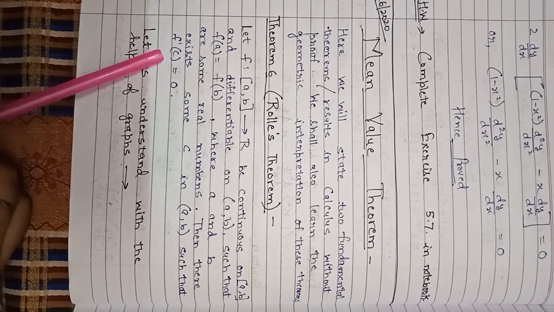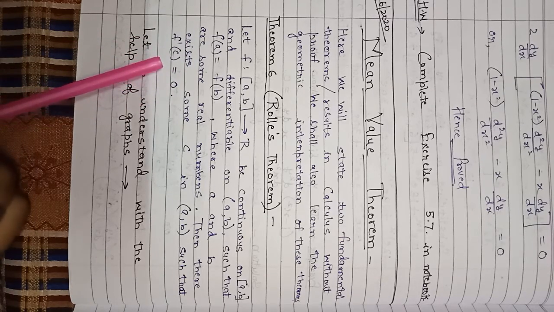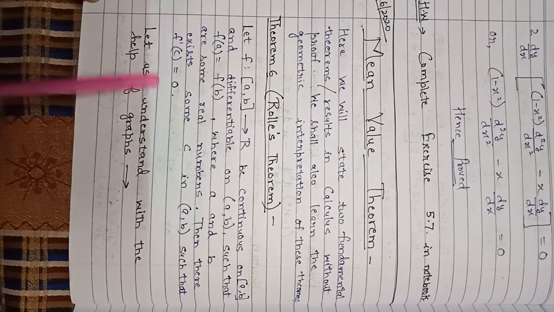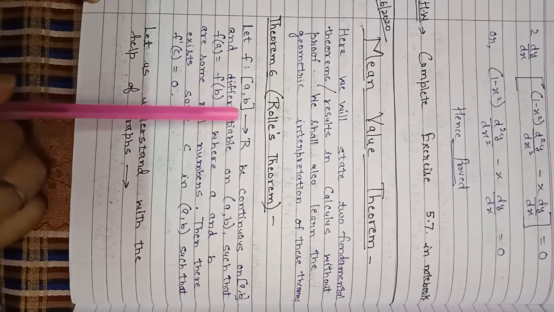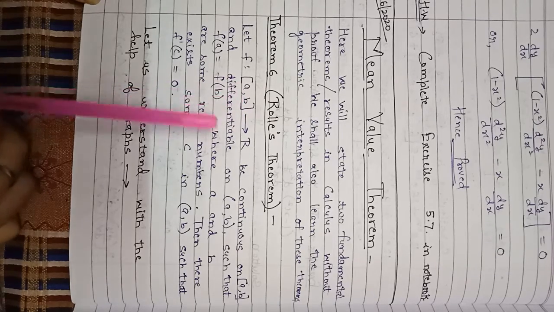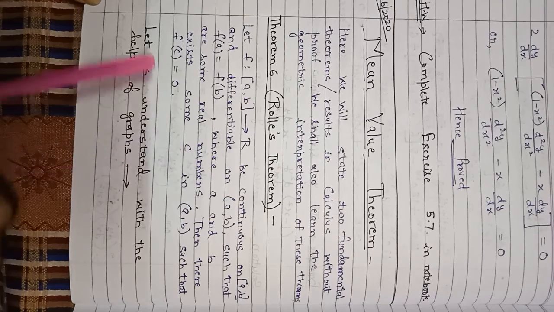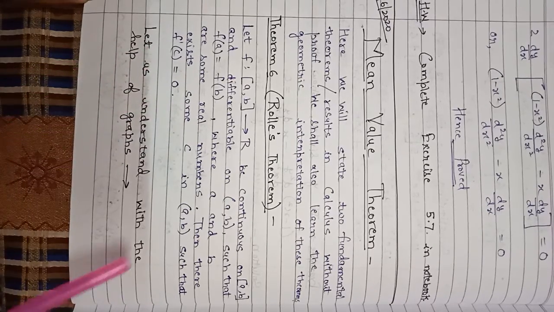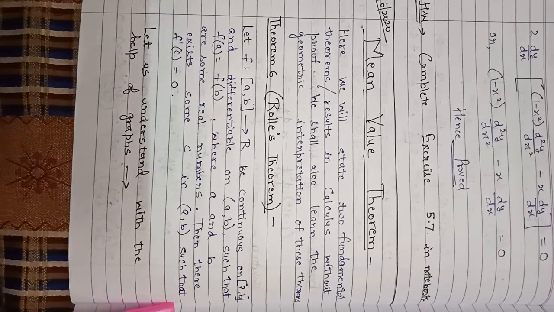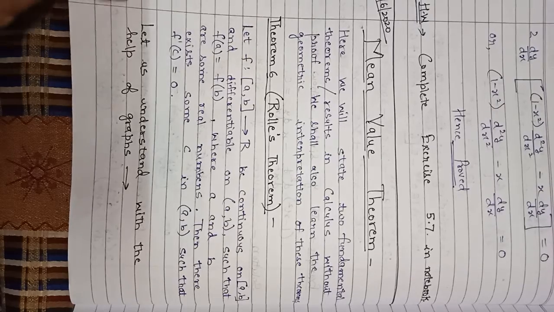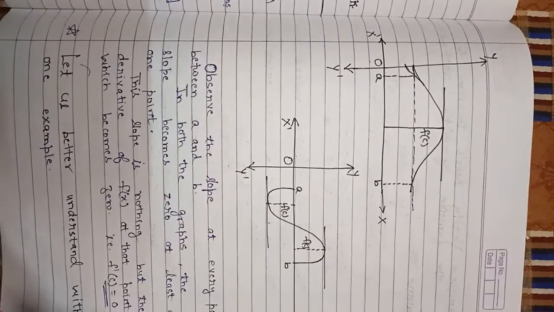When we take out the derivative of any function, that gives us the slope of that function at that point. So here they say that there exists a point between a and b, at which the slope is 0. So this is the statement. We will be using it, and let's understand this with the help of a few graphs. Then you will be able to understand more clearly.